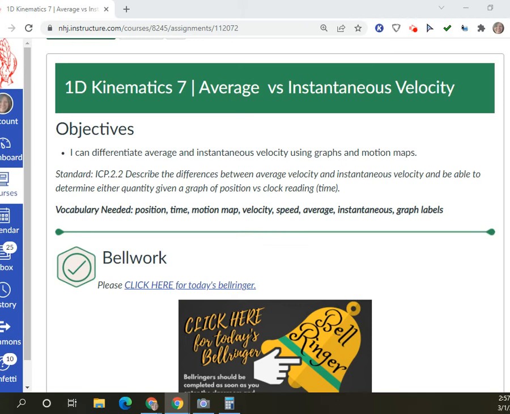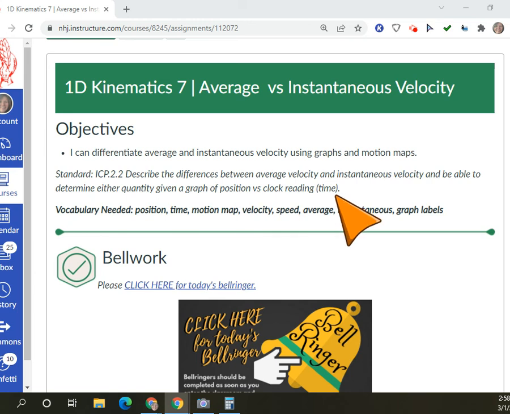Okay, so this is sort of a walkthrough video for one-dimensional kinematics 7, average versus instantaneous velocity. We are going to be using graphs to find that. This is from standard ICP 2.2: describe the differences between average velocity and instantaneous velocity, and be able to determine either quantity given a graph of position versus time.